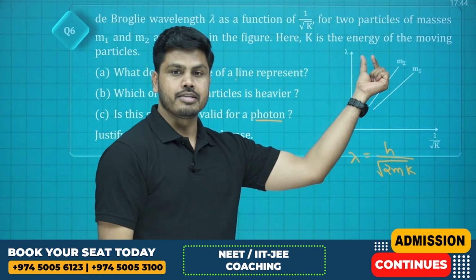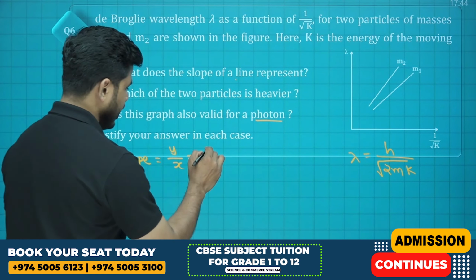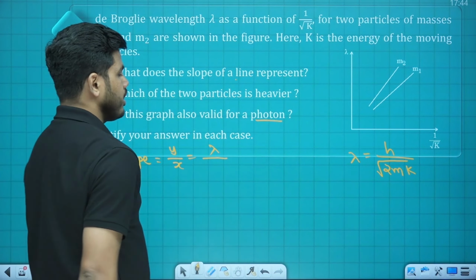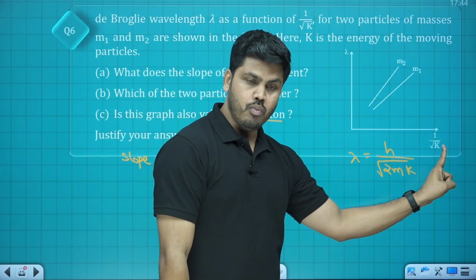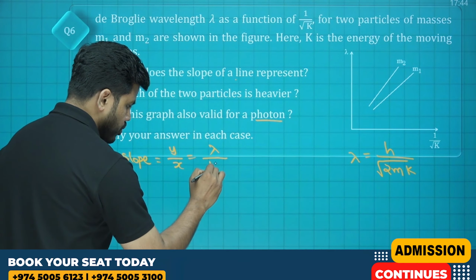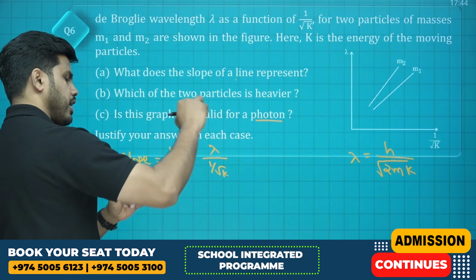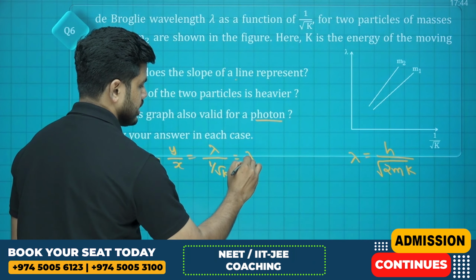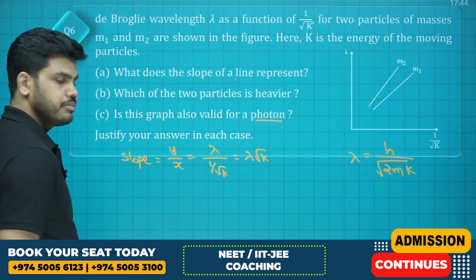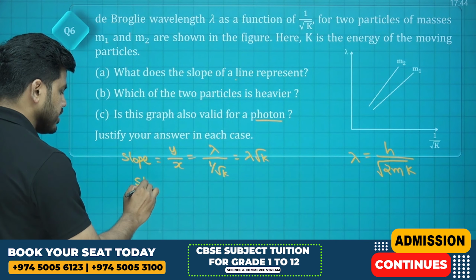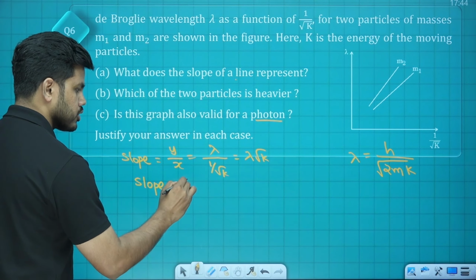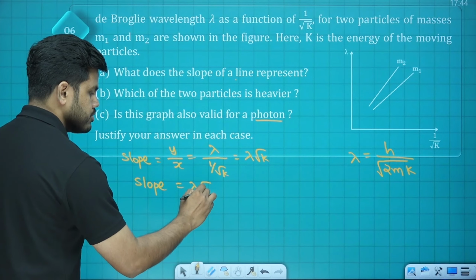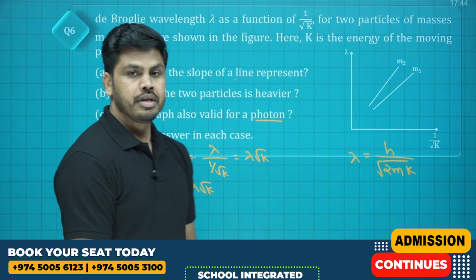What is taken along the y-axis? It is lambda, wavelength lambda. And what is taken along the x-axis? 1 by root of K. If it is 1 by root of K, that root of K comes to the numerator, and we get lambda times root K. See, the slope of the given graph is equal to lambda times root K, root kinetic energy.